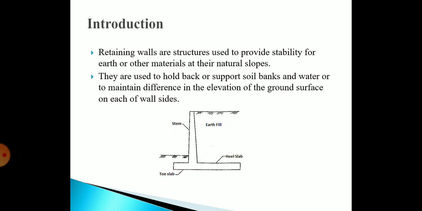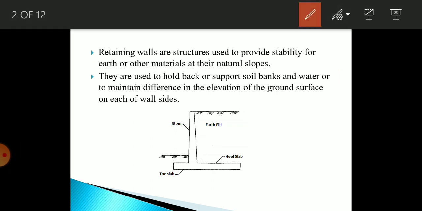Now there are three components of a retaining wall. You can see in this diagram there are three components. This is the heel slab, this is the toe slab and this is the stem. The vertical member is called the stem. The member on which the backfill rests is called the heel slab, and the member opposite to the heel slab is called the toe slab.